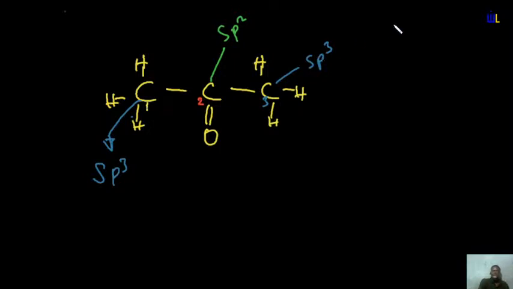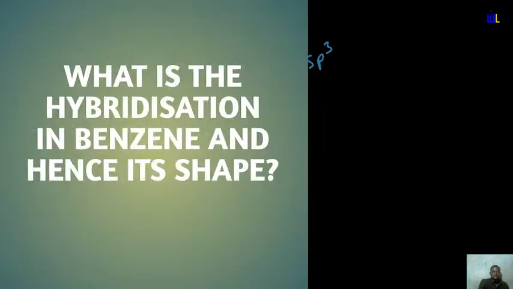Okay, having said that, there's this final question I would like to put up, just to clarify, you guys are doing well. The final hybridization question. What is the hybridization in benzene, and hence what do you think is its shape? So let's answer this question quickly.